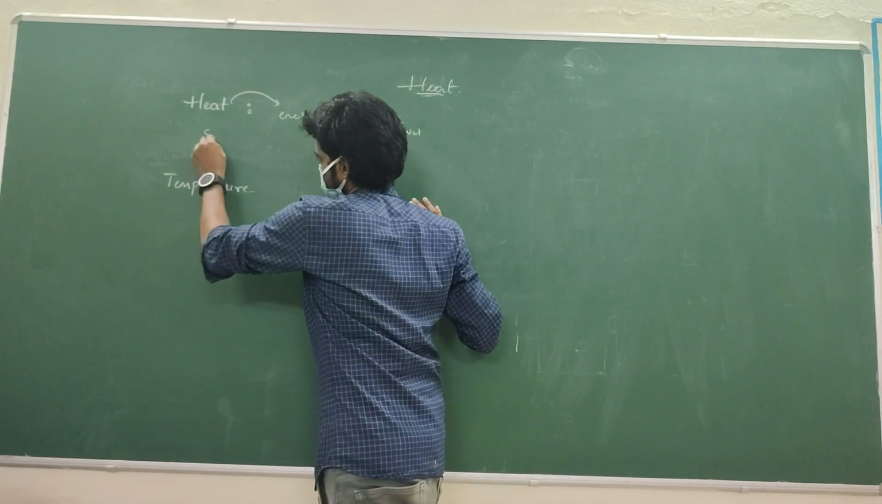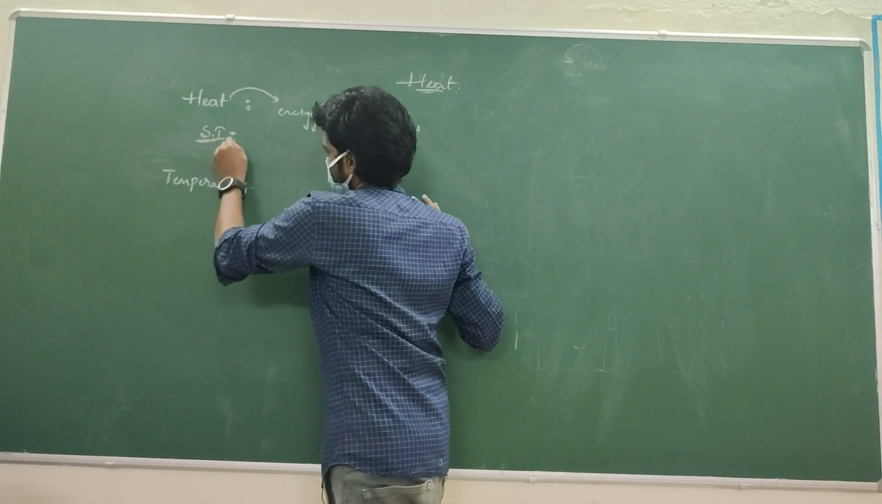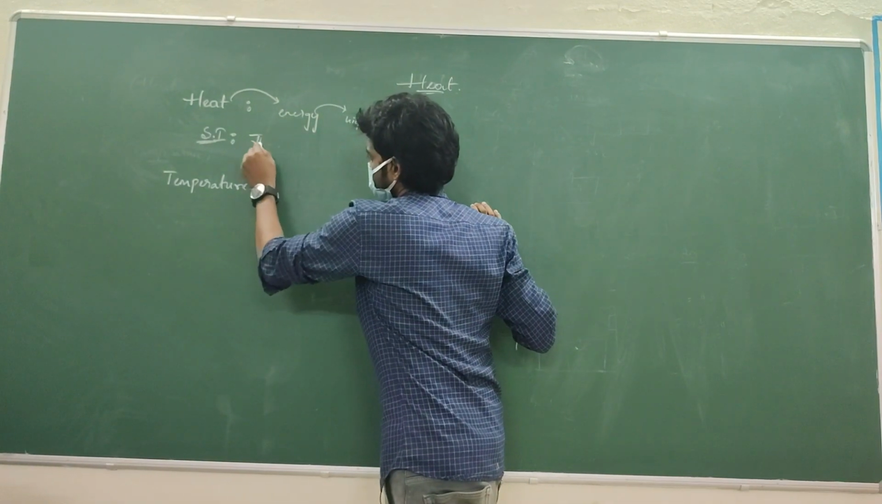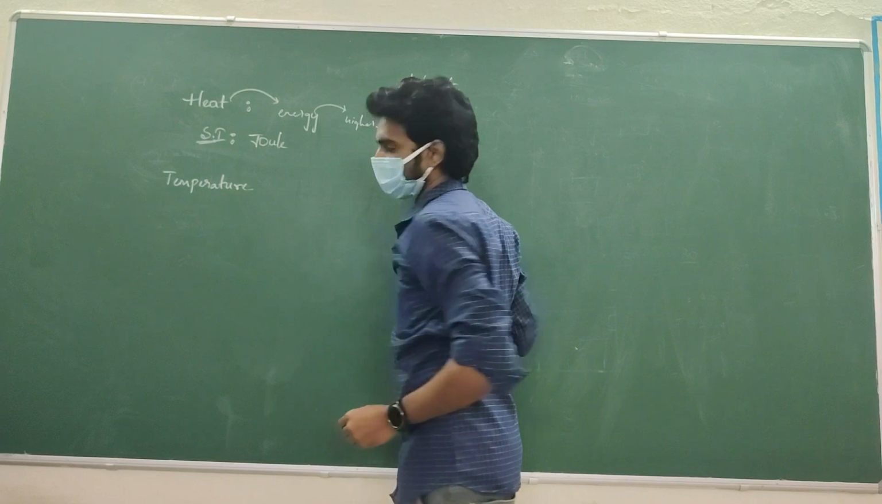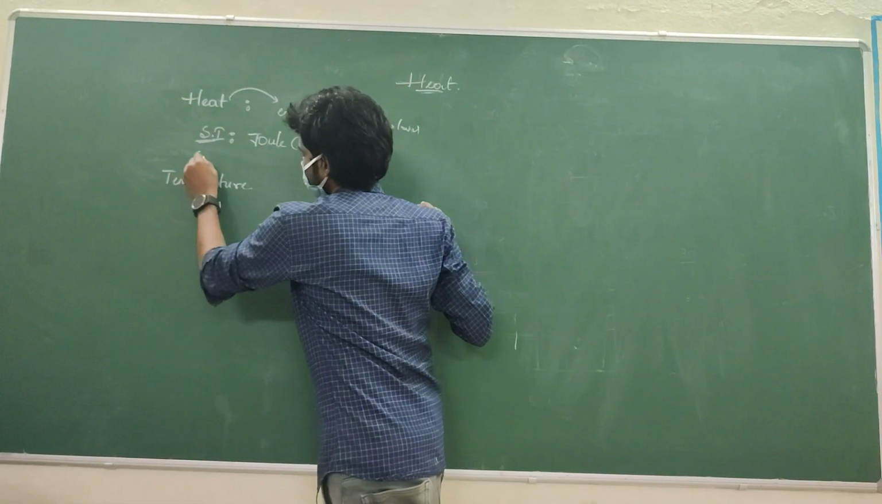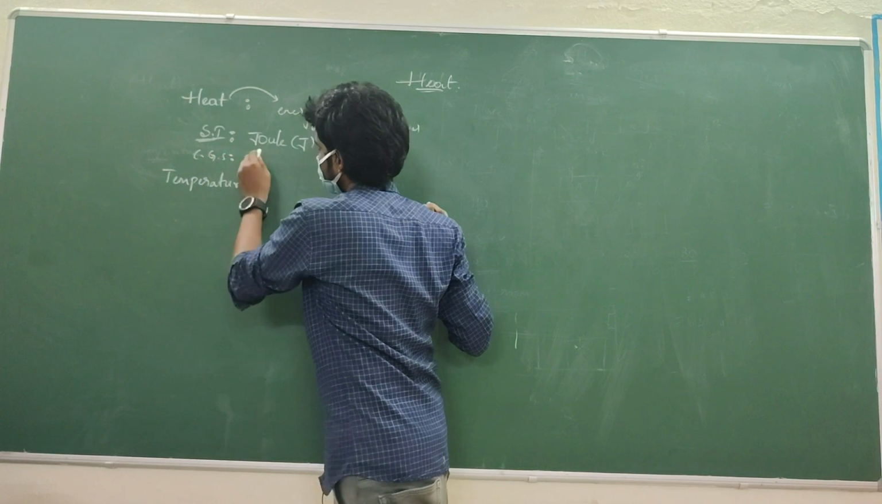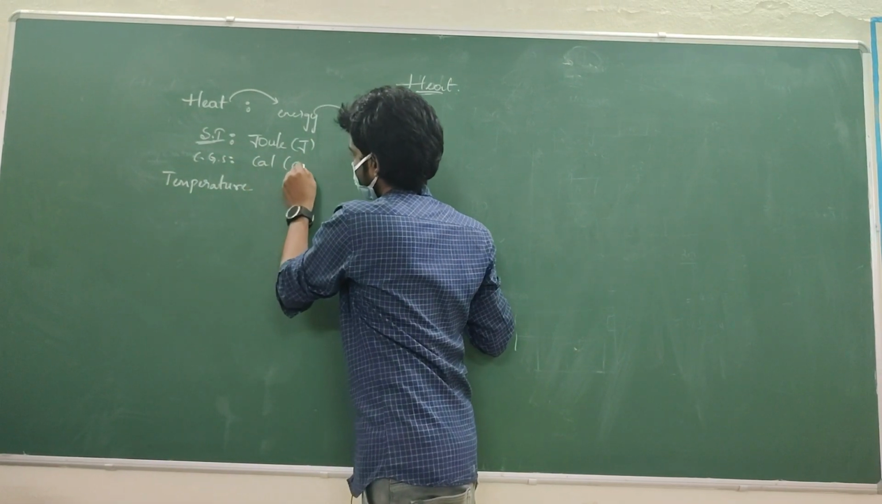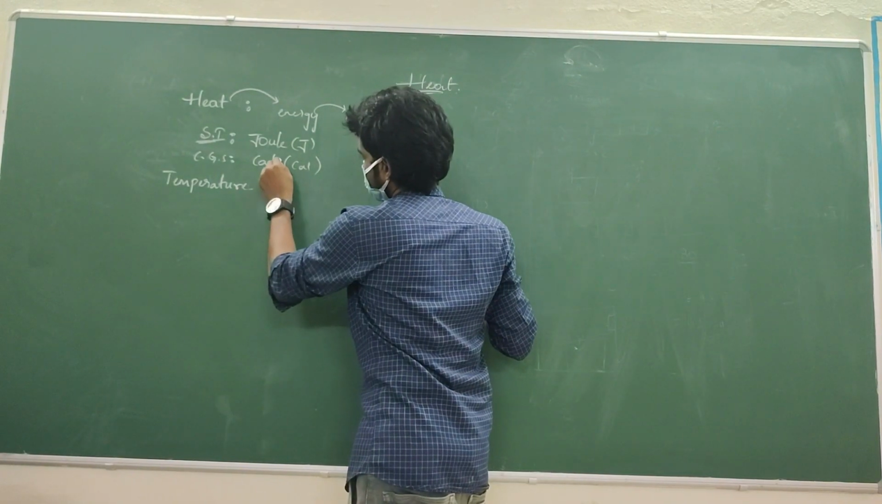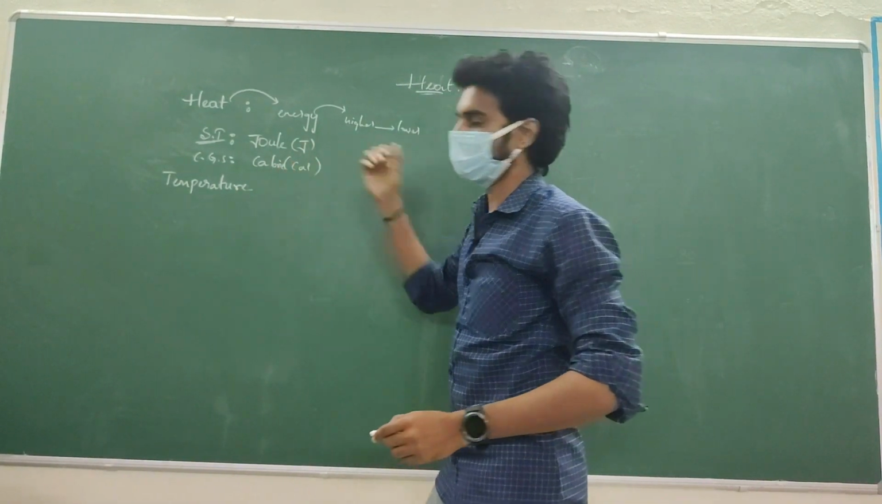But right now, we'll discuss the SI unit first. SI unit of heat, right? SI unit is joule. In short form, it is written as J. And the CGS unit is calorie, right? Calorie in short form is cal, right?